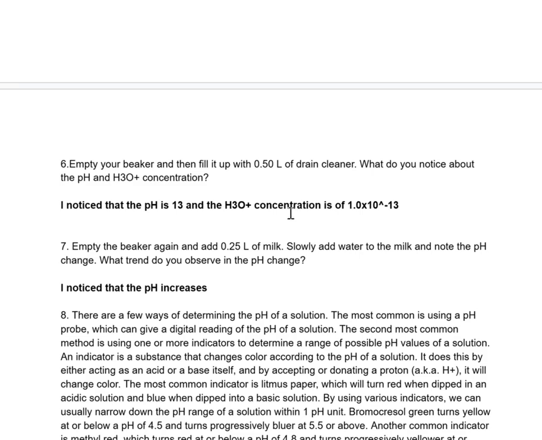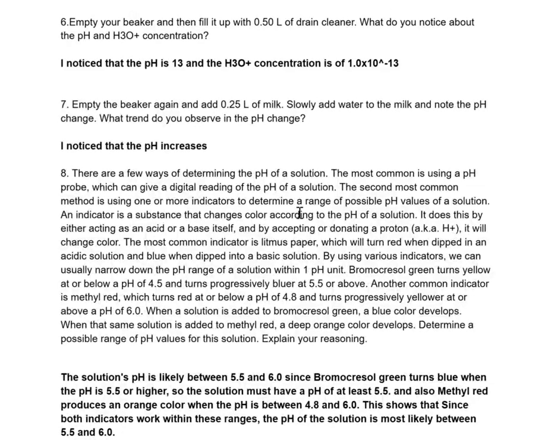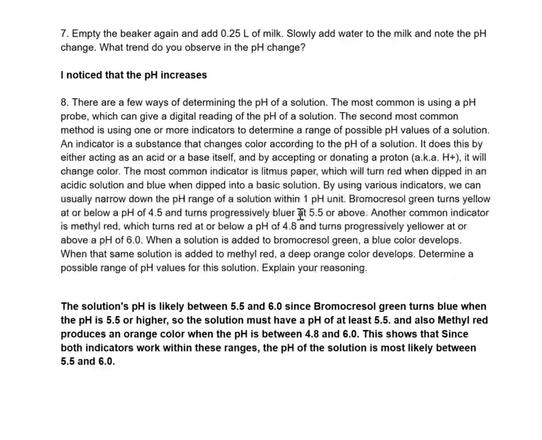When I empty my beaker and fill it up with 0.5 liter of drain cleaner, what do I notice about the pH and hydronium concentration? So I noticed that the pH is 13 and the hydronium concentration is 1 times 10 to the power of -13. Next, when I empty the beaker again and add 0.25 liter of milk, slowly add water to the milk and note the pH change. What trend do I observe in the pH change? I noticed that the pH increases.